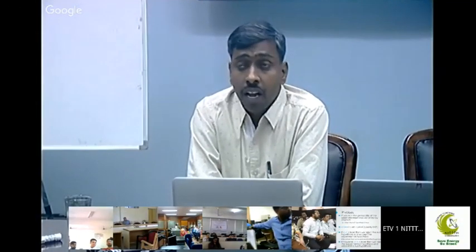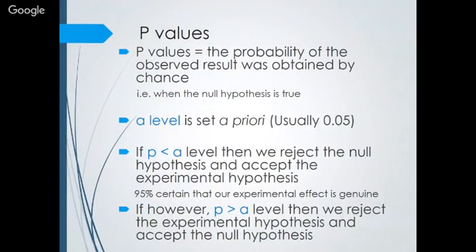And the alpha level, we have to set the alpha level. Under normal conditions, we set the alpha level at 0.05. That indicates that we are testing at the 95% level, 95% certain that our experimental effect is genuine. So if the p-value is less than the alpha level, then we reject the null hypothesis and accept the experimental hypothesis.